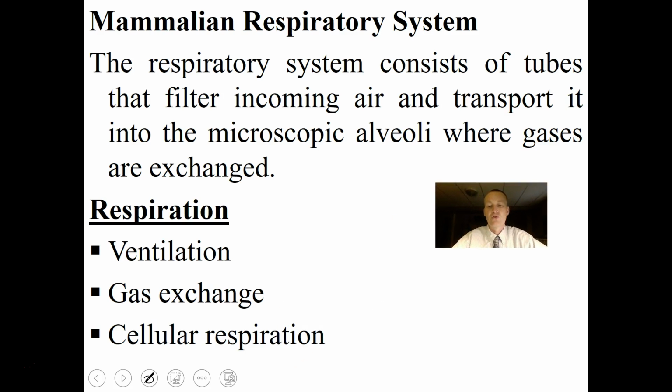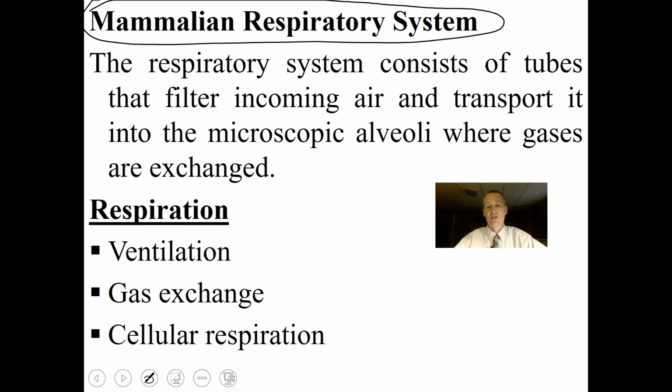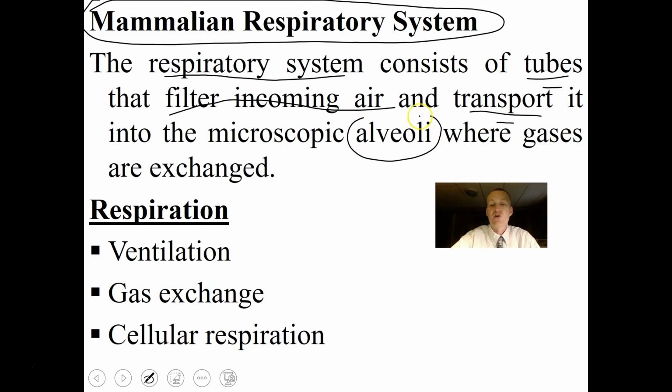And what we want to focus on for the rest of this lecture is the mammalian respiratory system. So we're going to look at the respiratory system that consists of these parts: the lungs, the trachea, and it's the system that you have. So the respiratory system we're going to talk about consists of tubes that filter incoming air. They transport that air to the microscopic air sacs called alveoli, where the gases are going to be exchanged. The carbon dioxide and oxygen are going to be exchanged. So I'll go through each one of these parts with you and highlight what each job of those parts is.